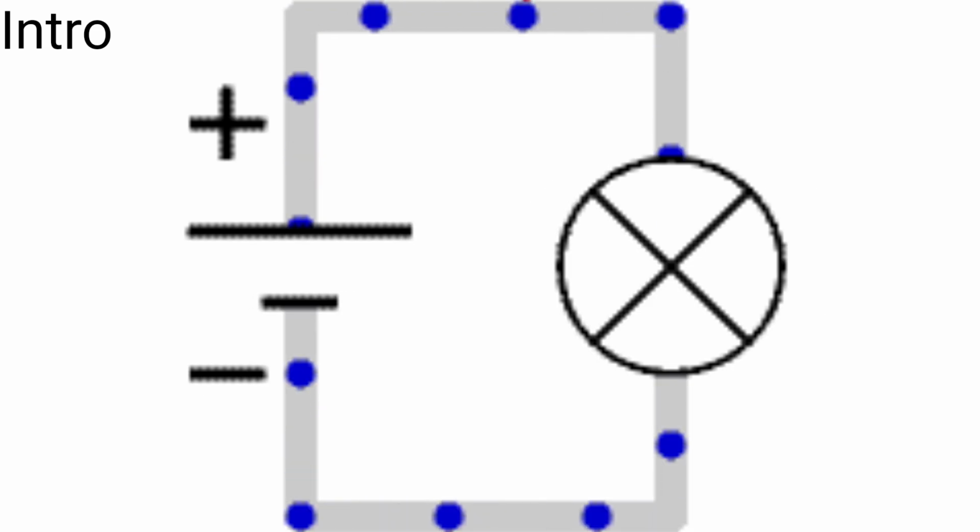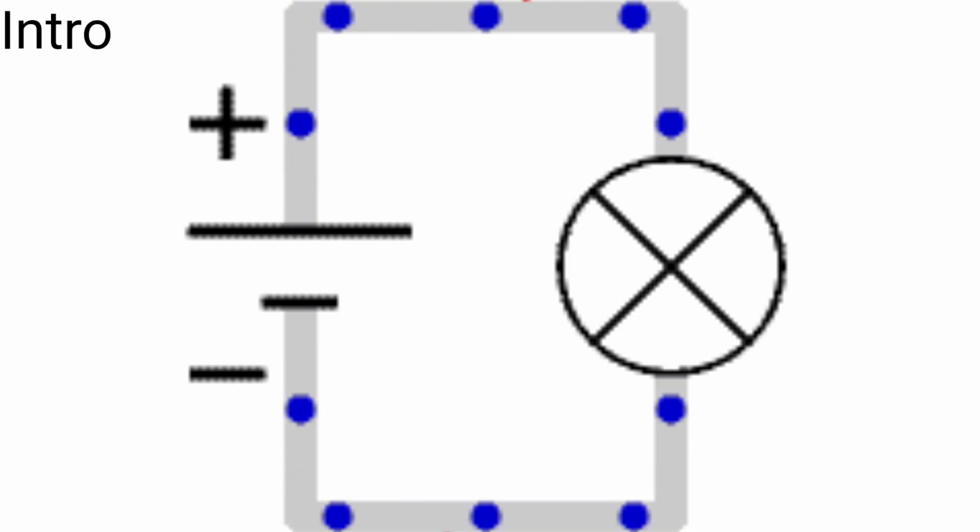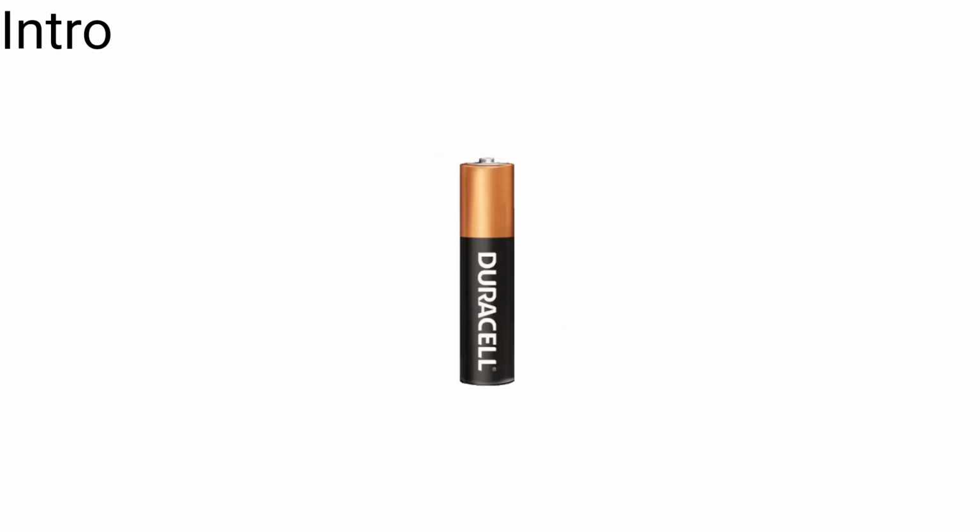They don't just wander around aimlessly. They travel in a loop called a circuit. It all starts with a power source, like a battery. A battery has two ends: a negative terminal, where electrons come out, and a positive terminal, where the electrons want to go.